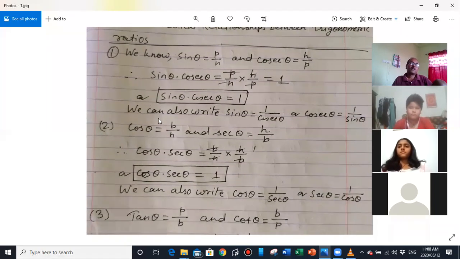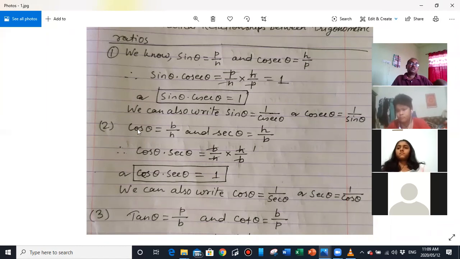This is the first formula. Now this formula can also be written this way: sin theta equals 1 by cosec theta, or cosec theta equals 1 by sin theta. These three are the same formulas in different forms. All these three formulas give the relationship between sin theta and cosec theta.